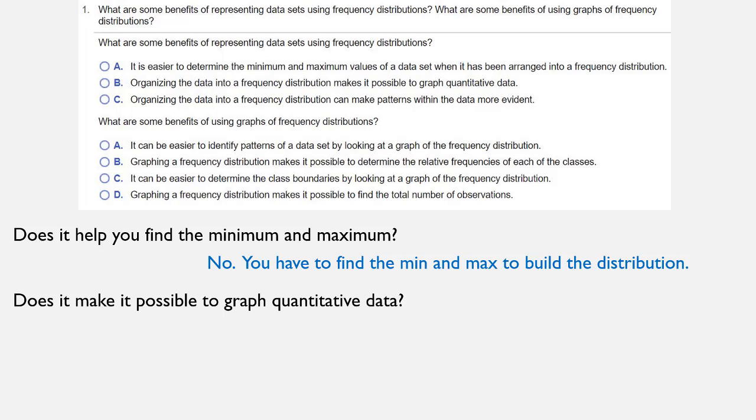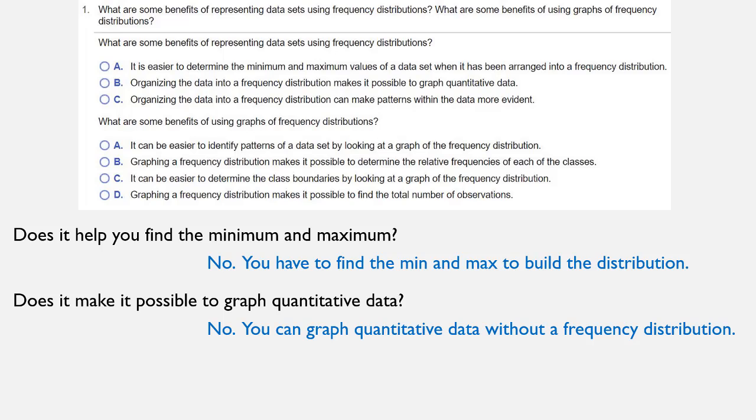Does it make it possible to graph quantitative data? And the answer is no. It does graph quantitative data, but we can graph quantitative data in other ways without a frequency distribution.